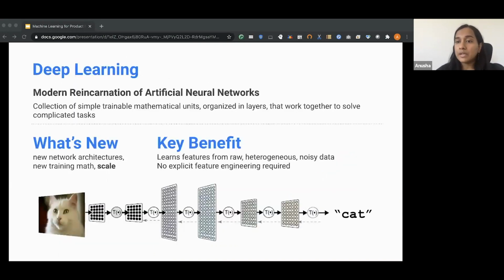So what's deep learning? It's a subfield in machine learning. It's a modern reincarnation of artificial neural networks. Think of this as a collection of simple, trainable mathematical units organized in layers that work together to solve complex tasks. The best part about this is it can learn features from raw, heterogeneous, noisy data. You don't have to do explicit feature engineering.